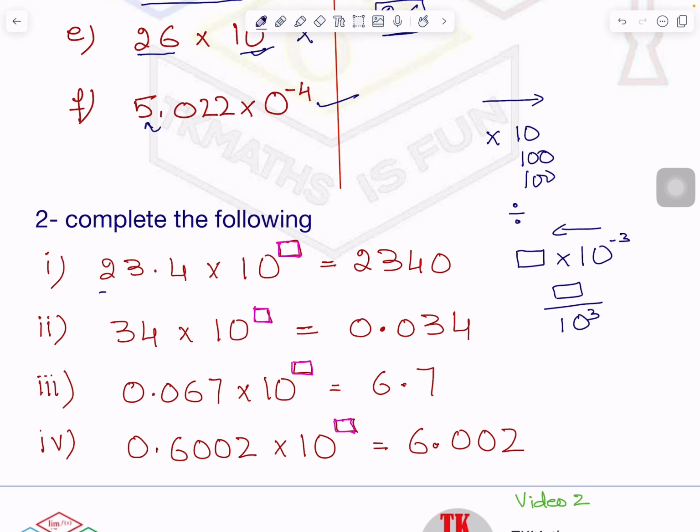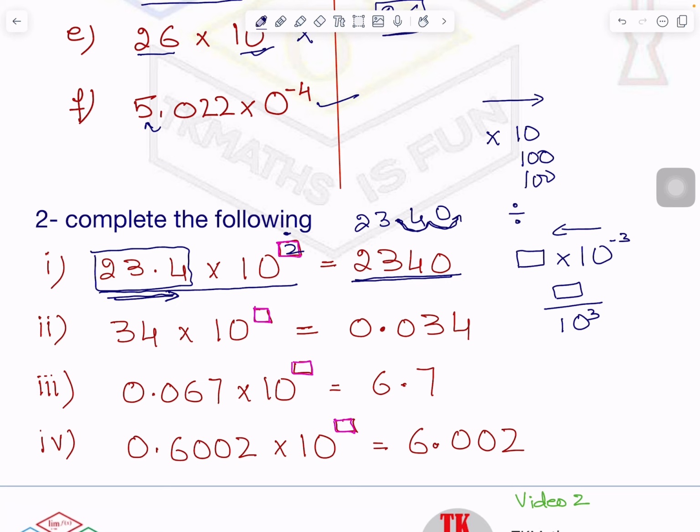Your number is 23.4 multiplied by 10 power something. Now what is the impact of this integer here? This number is becoming 2,340. So what happened? From 23.4, the decimal has gone 2 places to the right, and that's why you have gotten 2,340. In which case does the decimal jump right in the number? In case you have a positive integer. So you will write here 2.